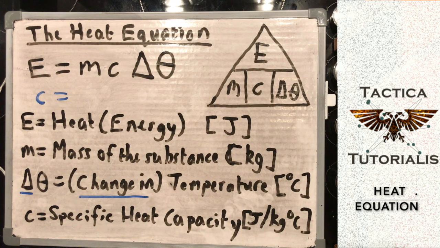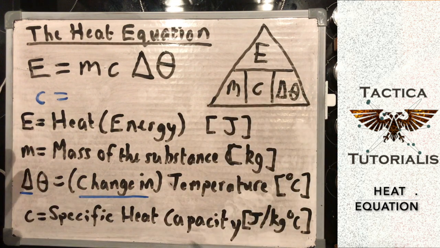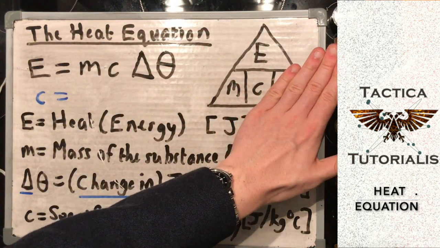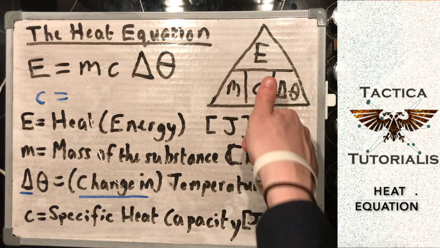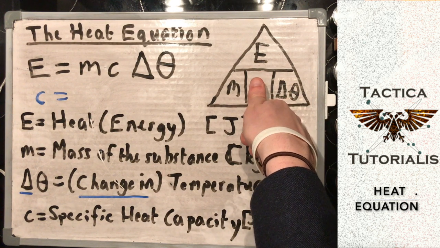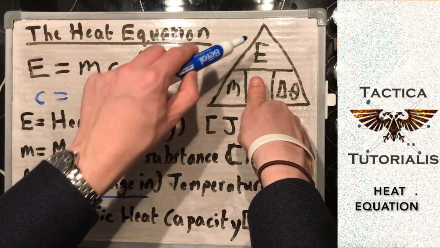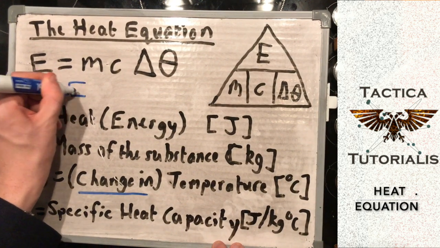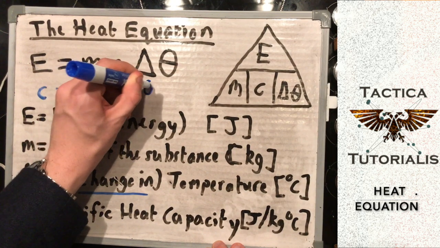Okay, so you've hopefully had a chance to pause the video and have a go. If we're trying to get C on its own, the first thing we could do is call to our formula triangle. Remember how this works is we cover over the parameter that we're trying to work out, and it tells us what to do in terms of the formula. So if I cover up C, that tells me I've got to do E divided by M and divided by delta theta. So I do E divided by M delta theta.